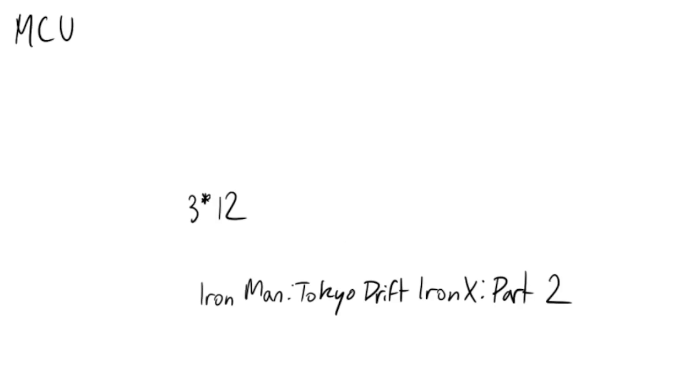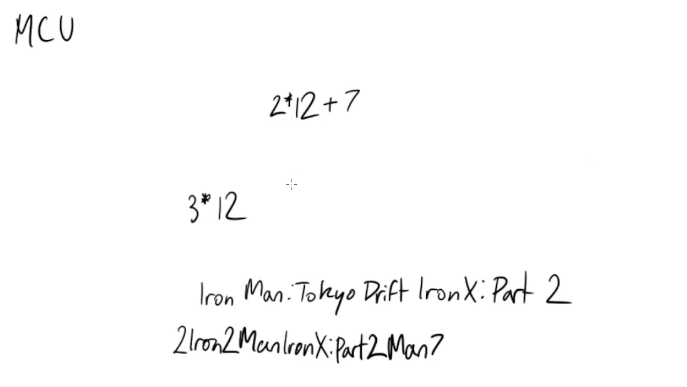Recent one I watched, which I quite enjoyed, having not enjoyed a lot of them recently, is Guardians 3, which is the 31st film in the franchise, I believe, which would be 2 times 12 plus 7, which of course would mean that Guardians 3 was actually titled 2 Iron, 2 Man, Iron X Part 2 Man 7.